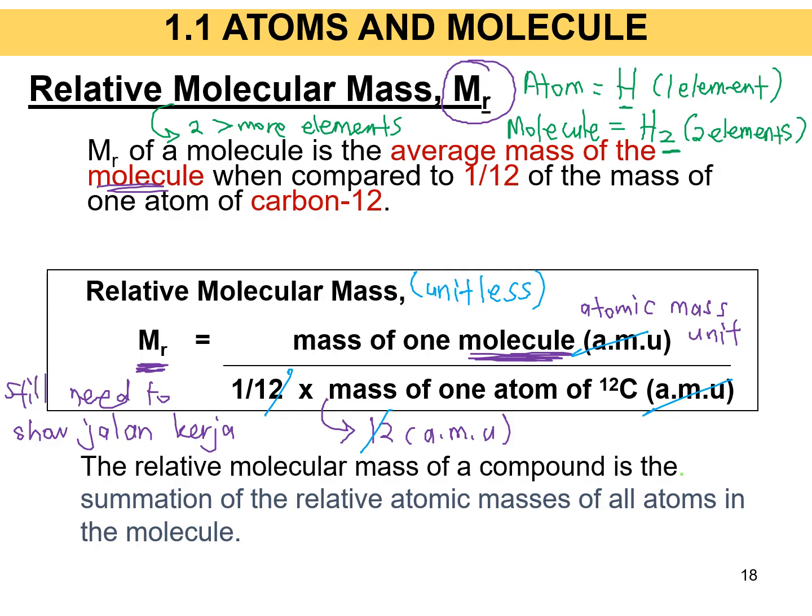Okay. The relative molecular mass of a compound is the summation of the relative atomic masses of all atoms in the molecule. Okay, so kiranya the relative molecular mass pun it could be the summation of all the relative atomic mass of all atoms in the molecule. Okay.